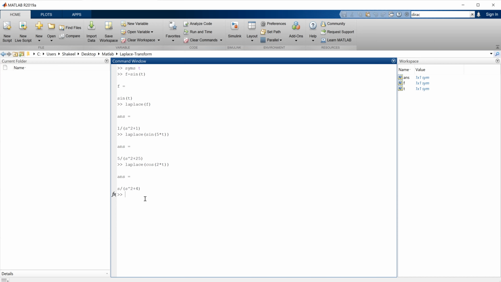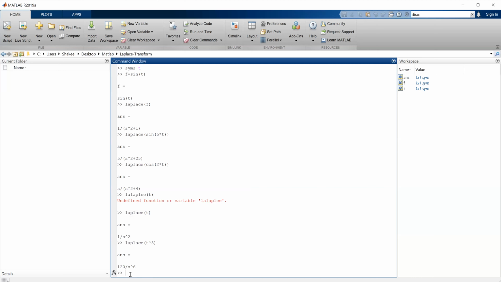Now in the same way we can determine the Laplace transform of t. Sorry, I typed it wrong. The Laplace transform of t is 1 by s square. In the same way we can say the Laplace transform of, for example, t raised to 5 is 120 divided by s to the power of 6.